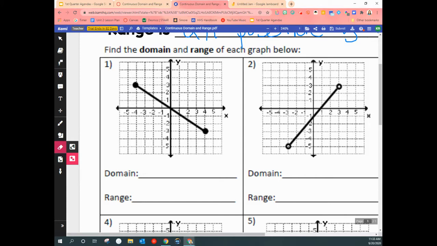We need to find all possible x and y values. So think about our pictures from yesterday. They were actually points. We could count them. We had 1, 2, 3, 4, 5 points, or 4 points. We could count them. That was discrete because we could count.